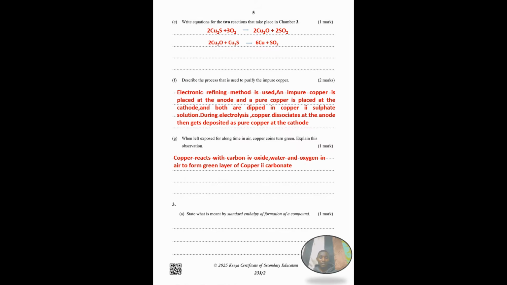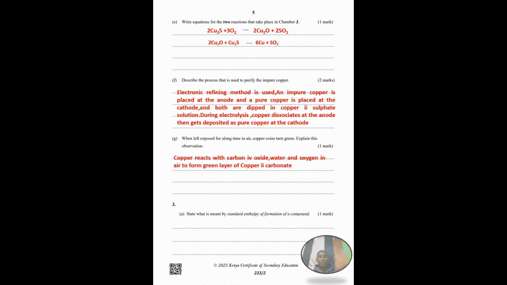And then we have the next question, number 3, part A. State what is meant by standard enthalpy of formation of a compound. So the standard enthalpy of formation, we need to understand that whenever we are forming a compound, we need some elements that come together to form that compound. So the energy that is required to form that compound is what we call the enthalpy of formation of a compound.